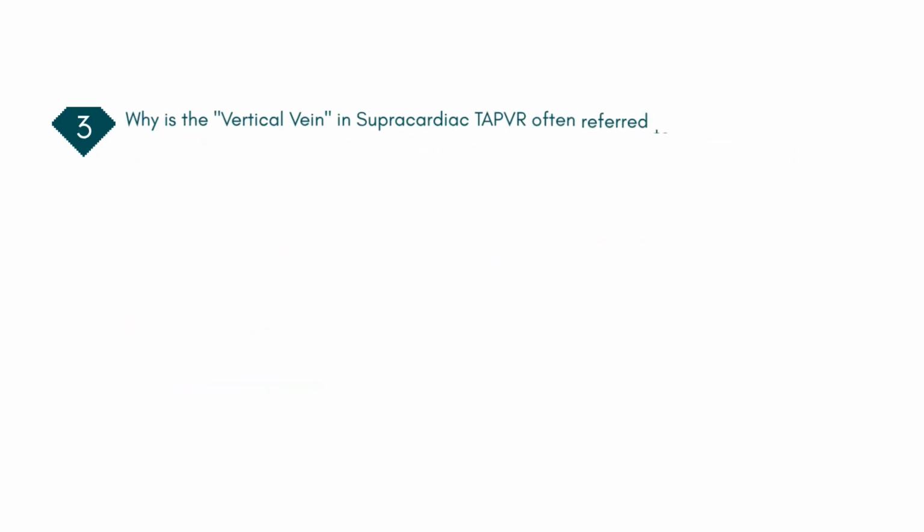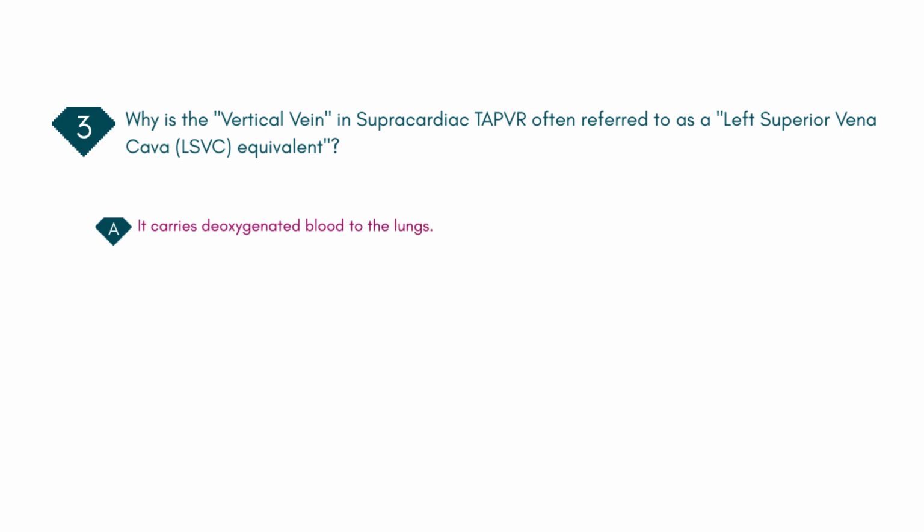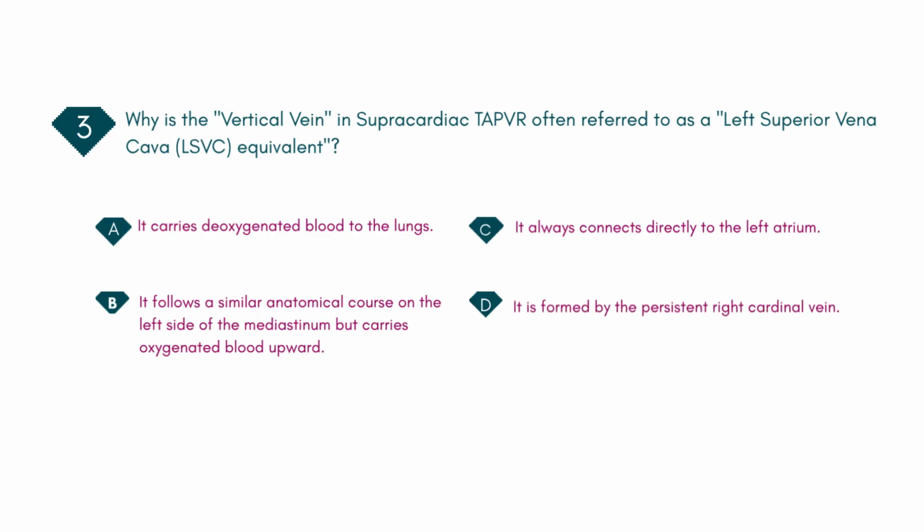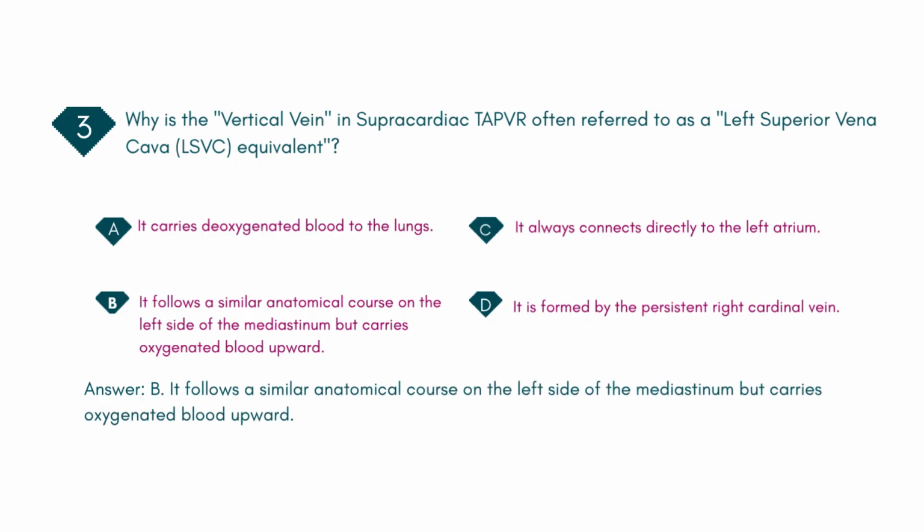Why is the vertical vein in supracardiac TAPVR often referred to as a left superior vena cava, LSVC, equivalent? A. It carries deoxygenated blood to the lungs. B. It follows a similar anatomical course on the left side of the mediastinum but carries oxygenated blood upward. C. It always connects directly to the left atrium. D. It is formed by the persistent right cardinal vein. Answer: B. It follows a similar anatomical course on the left side of the mediastinum but carries oxygenated blood upward.